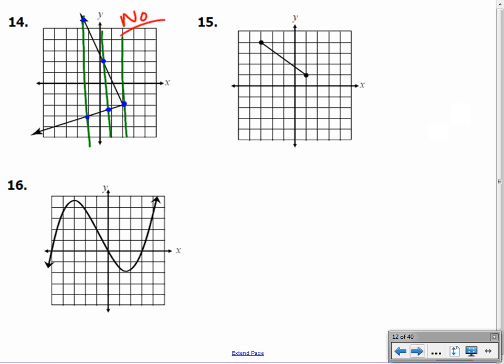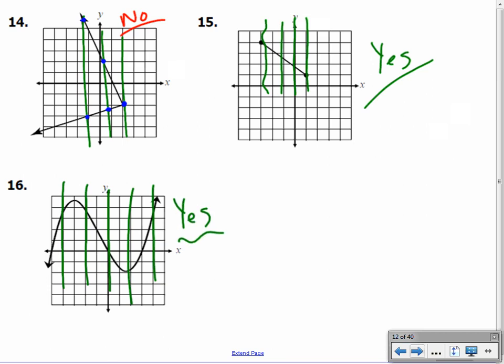Okay, for number 15, draw some vertical lines in here. Each time it only crosses once, so it's a function. And then this nice curvy one here, draw our vertical lines in, and each time, again, it's only crossing once. So it passes the vertical line test, meaning it is a function.